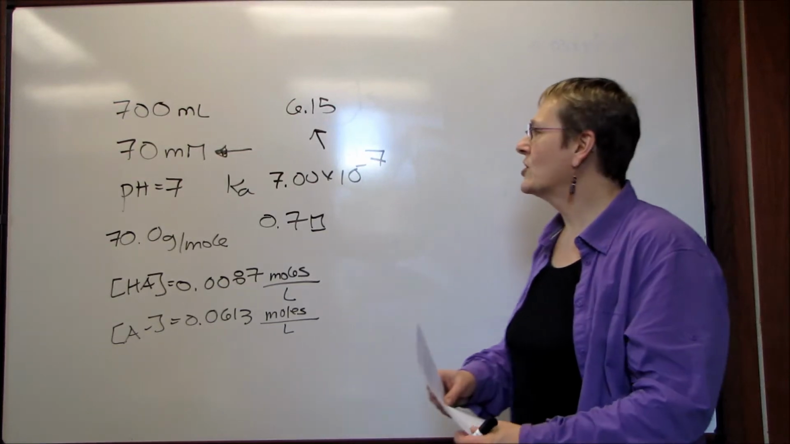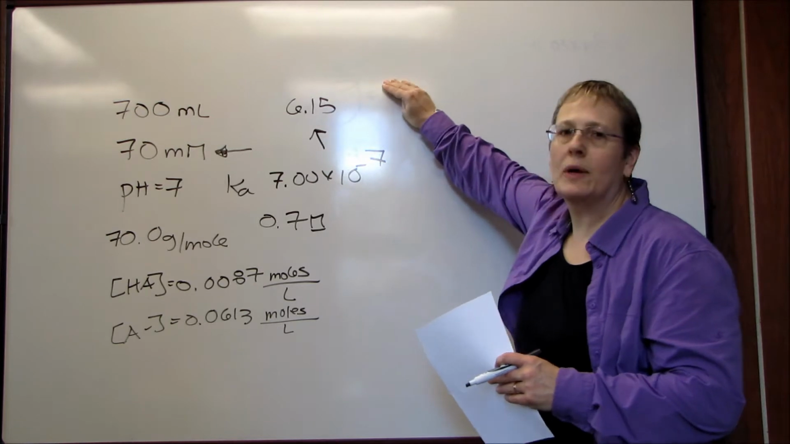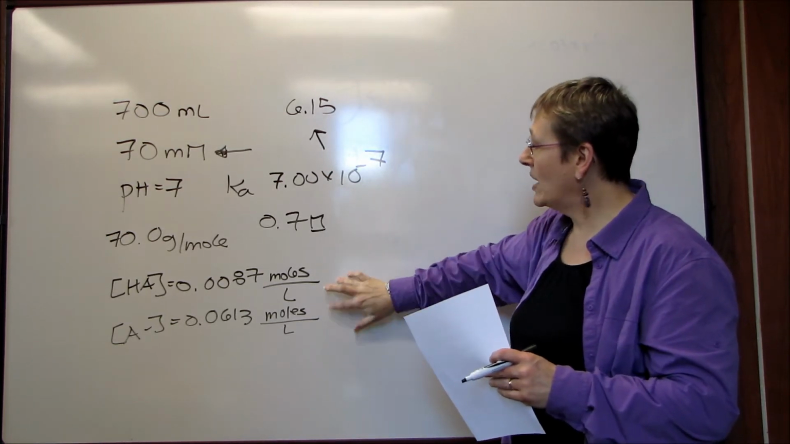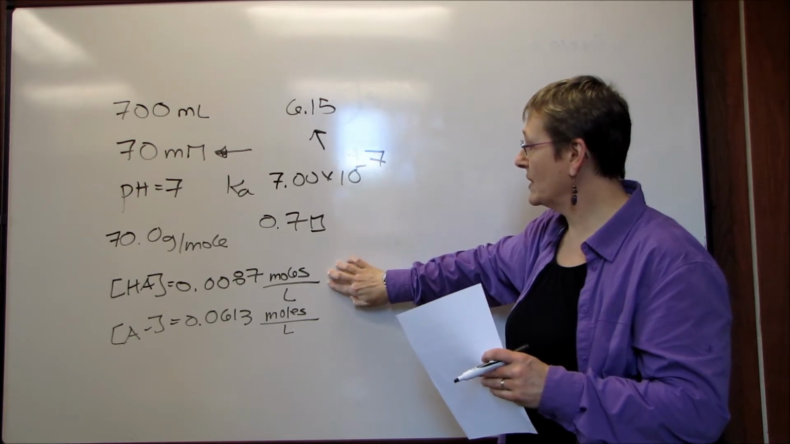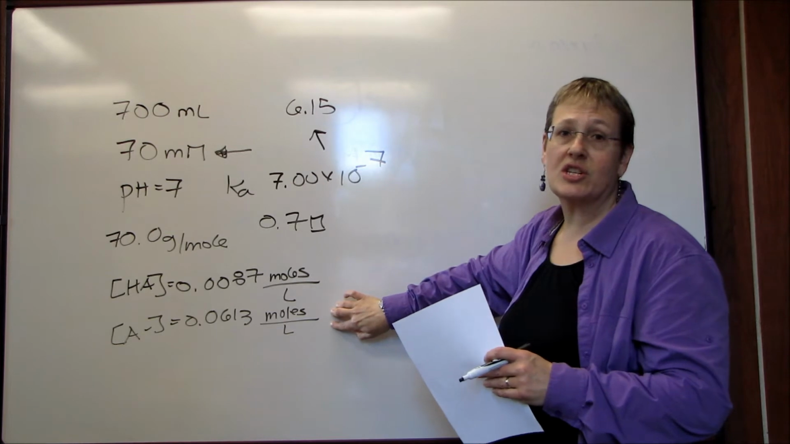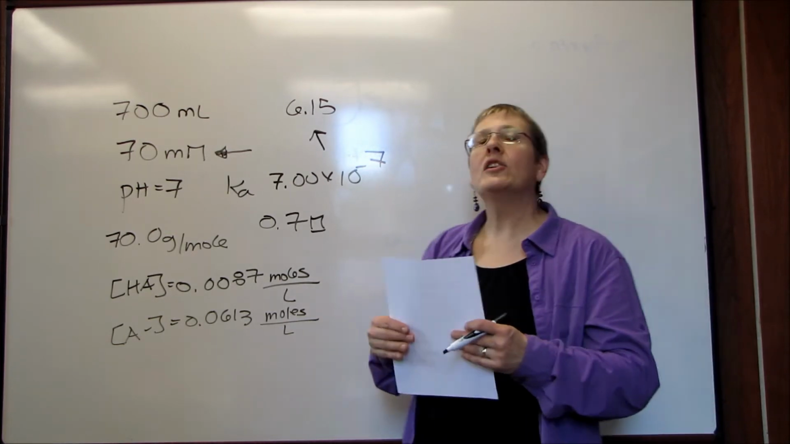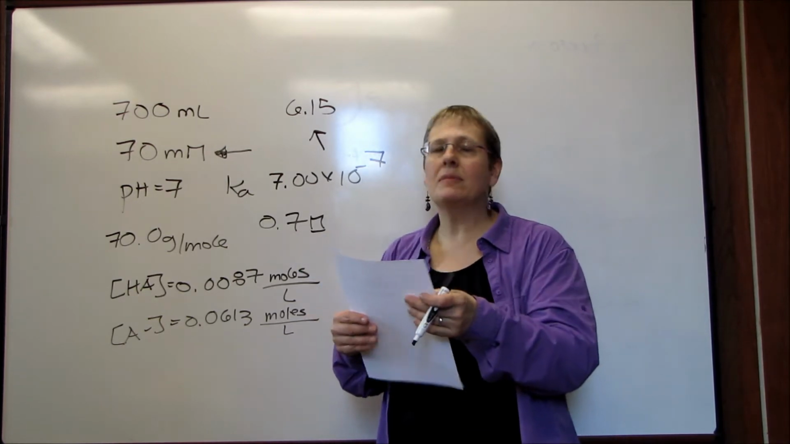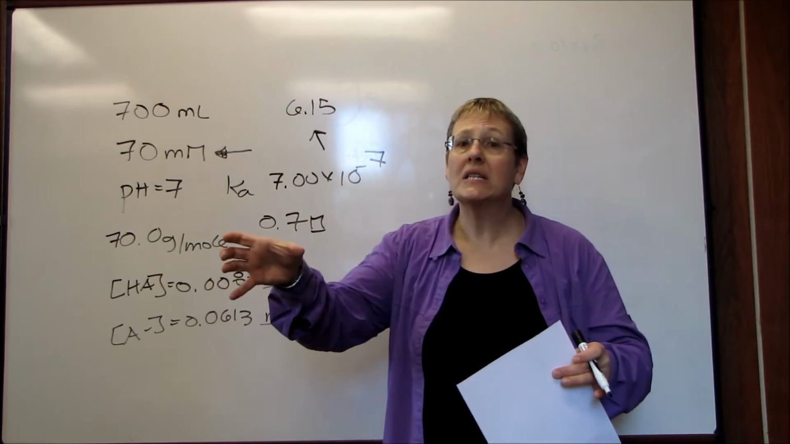Okay, so this is the first of the buffering capacity type questions. The buffer itself was the one we did last day, on Tuesday. Just to remind you, we ended up with an HA concentration of 0.0087 moles per liter and an A minus concentration of 0.0613 moles per liter. Now, we are doing a calculation that says you take 70 mils of the buffer. So we're not taking the whole 700 mils, we're taking an aliquot of 70 mils.